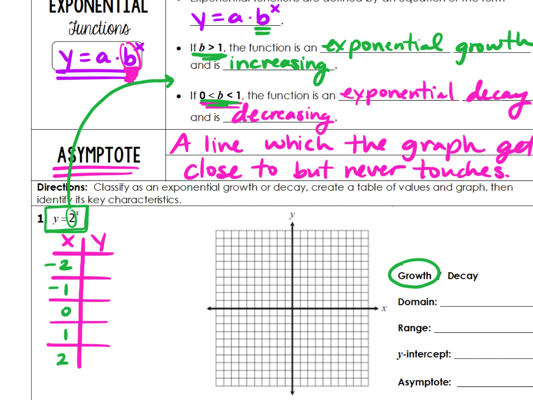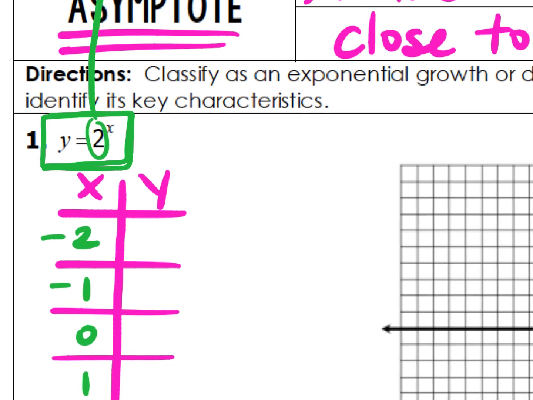So if I'm going to plug in a -2, a -1, a 0, a 1, and a 2, you are welcome to use your calculator on this. Would I love for you to do some mental math here and remember your rules of exponents? Absolutely. But am I going to force you to? No. So what we're going to do is we're going to plug a -2 in for x. So it's going to be 2 to the -2nd power. Get your calculator out.